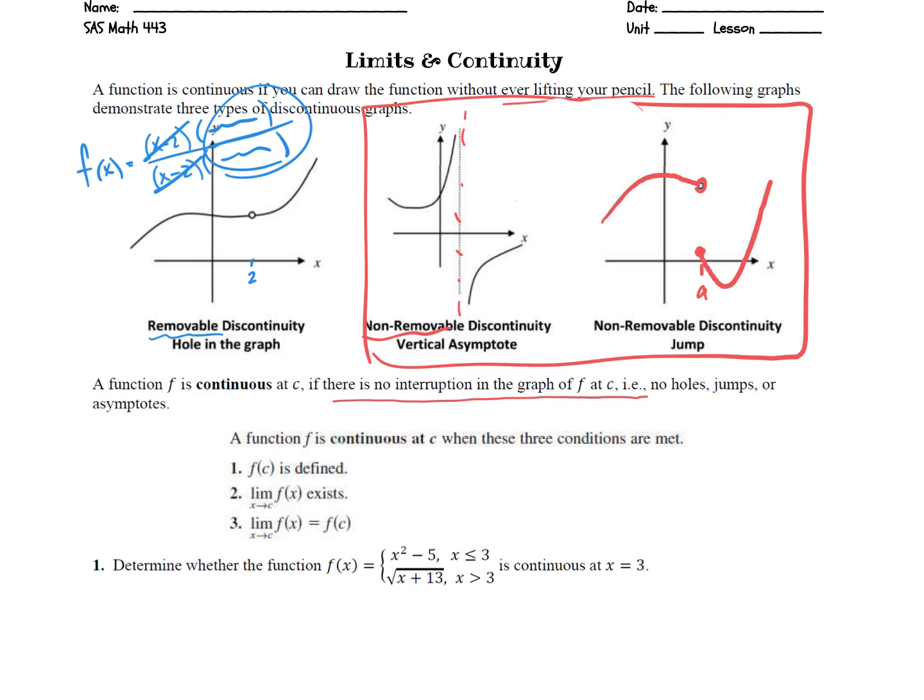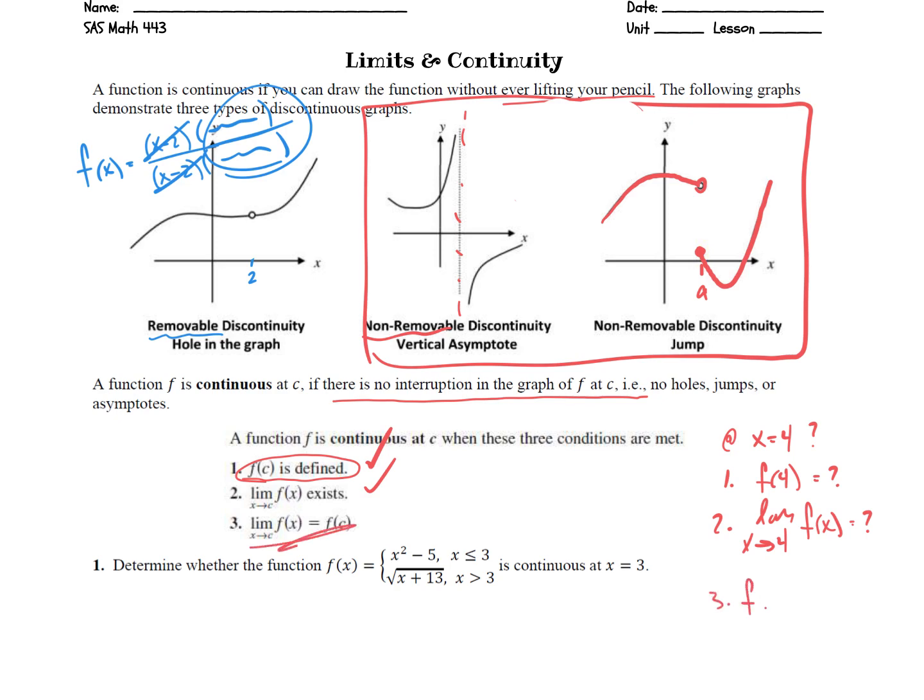So 3 criteria need to be met. First, f of some value needs to be defined. So if we're checking to see, is it continuous at x equals 4? Well, let's check 3 things. First, does f of 4 exist? If it does, then we can check that box. 2, does the limit as x approaches 4 of this function exist? If it does, that's great news. And then finally, we just need to make sure that these two values are the same.